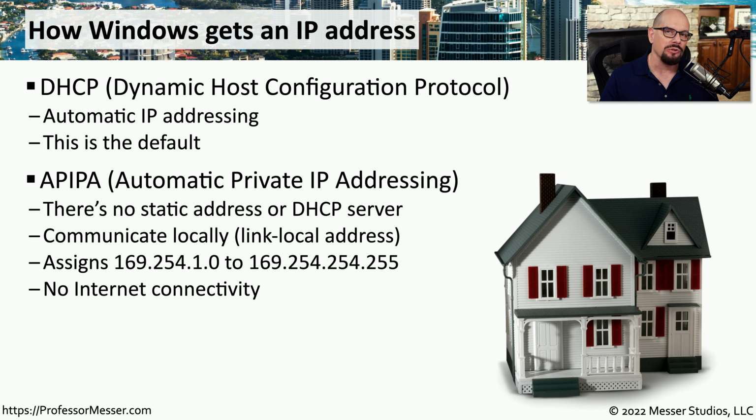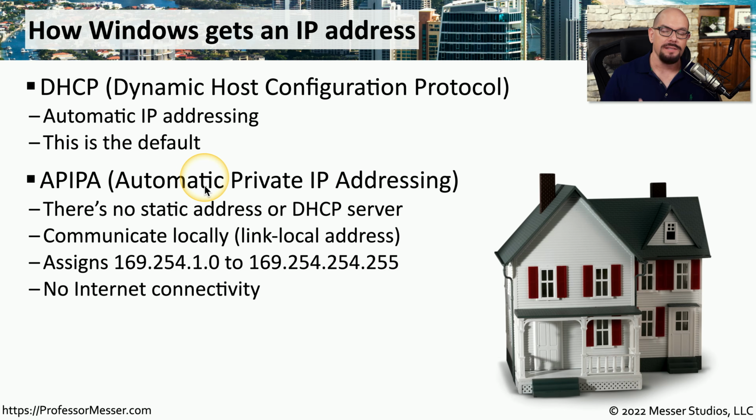But what if we connect to a network and a DHCP server is not available? In that case, Windows will still assign itself an IP address, although the IP address that's assigned is a bit limited. The address that would be assigned in that case is an APIPA address. That stands for Automatic Private IP Addressing. This is not a static address, and it's not a DHCP address.